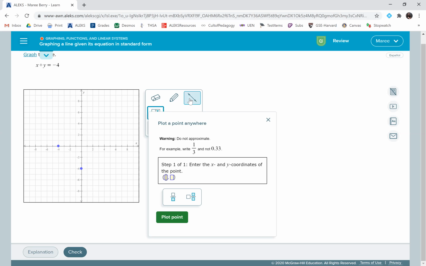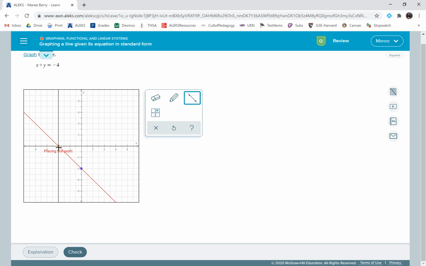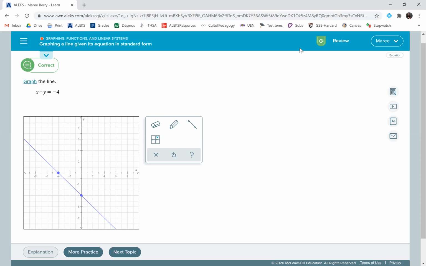Now that they're plotted, I can just grab the line and make sure that's lined up. See how the point kind of turns yellow? Boom, boom. The reason why I want to show you that is because this tool is really good to use, especially if one of those coordinates is a fraction. Then it will graph it right where it's supposed to be. And that's the end of the lesson.